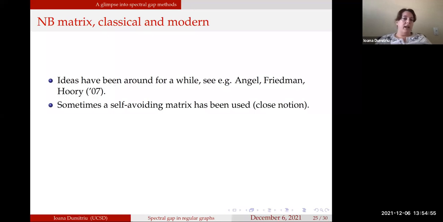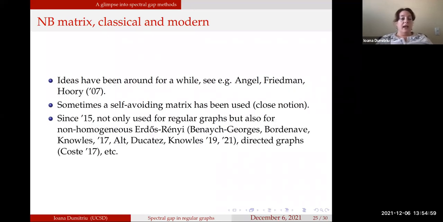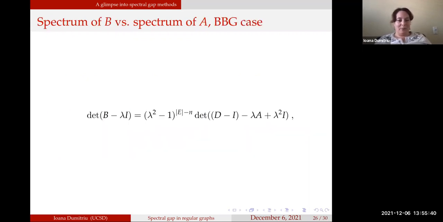These ideas have been around for a while, and sometimes a self-avoiding matrix has been used. After Charles Bordenave used this non-backtracking operator to show spectral gap for d-regular graphs in 2015, this method has been used extensively, both in the case of regular and quasi-regular graphs, but also recently in the case of independent edge ones under certain constraints of degree concentration. It has been used for directed graphs. So it turns out to be really a gold mine, or rather a tool that you can use successfully. So let me just show you very quickly what it can be used to show in the case of bipartite biregular graphs, which is where I've used it.